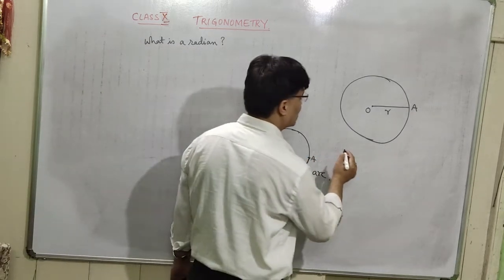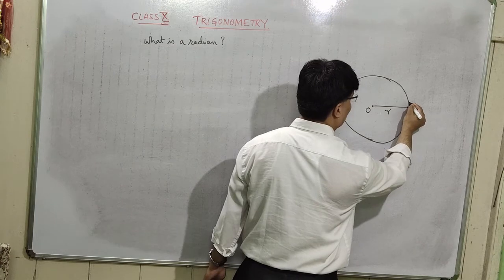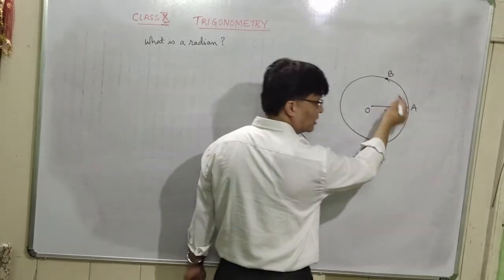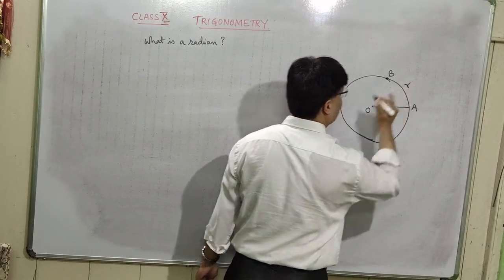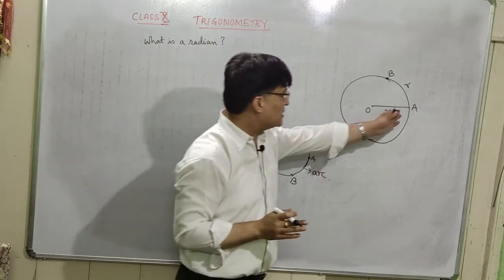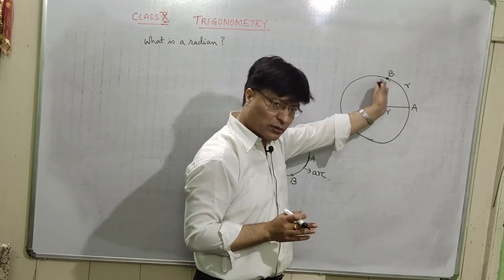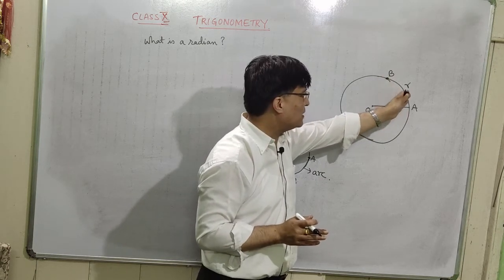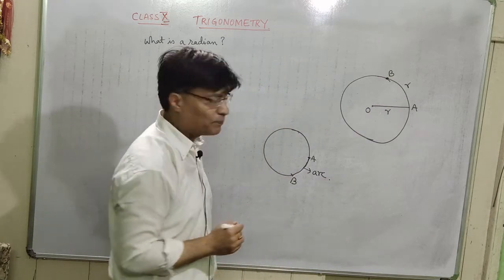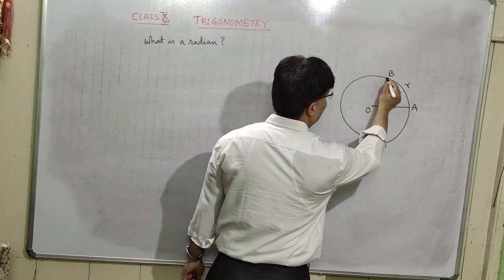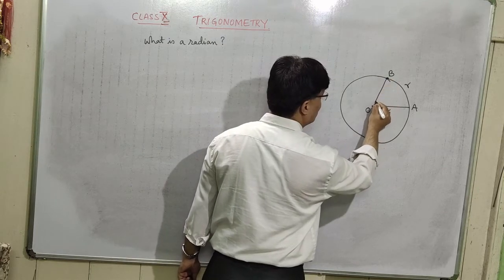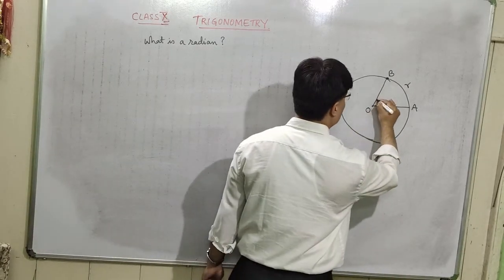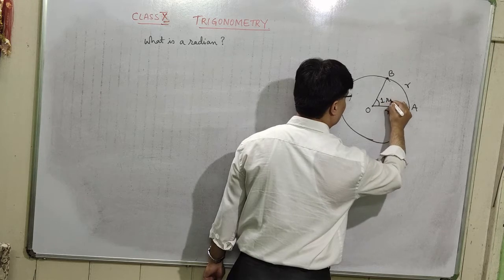So now here also, let us take an arc of a circle along this direction. Suppose AB is an arc of a circle whose length is equal to the radius of the circle. Let us take the arc AB along the circle whose length is equal to the radius. And the angle subtended by this arc AB at the center O of the circle is a constant angle, that is 1 radian.